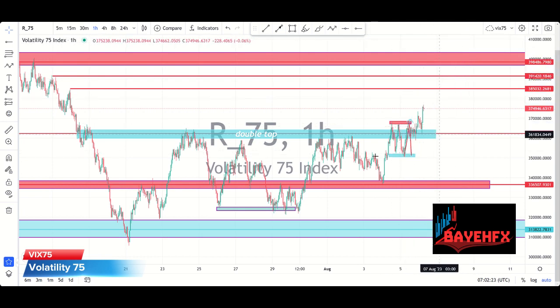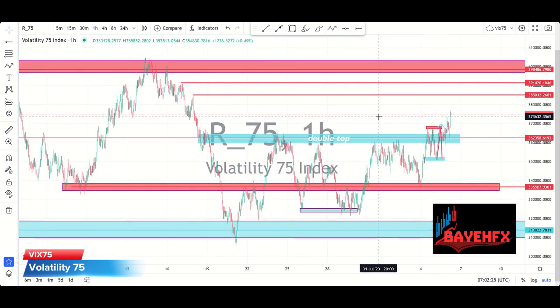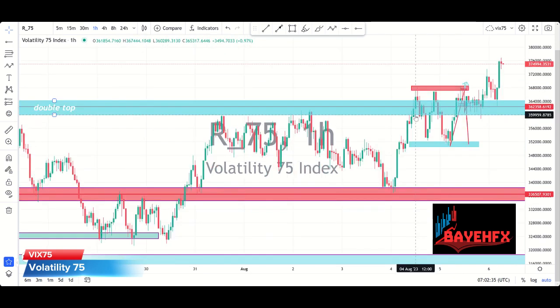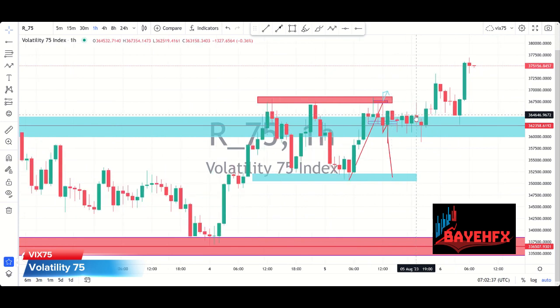So as we are rallying up, we're going to look for buys, and then our stop losses will just be below the last zones that we left, right? So we're still bullish on this particular move.